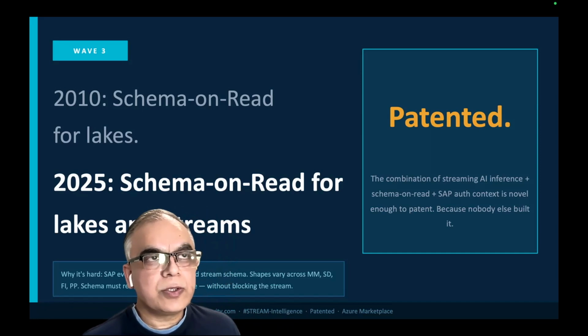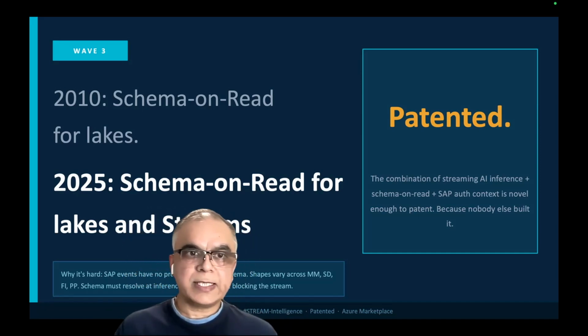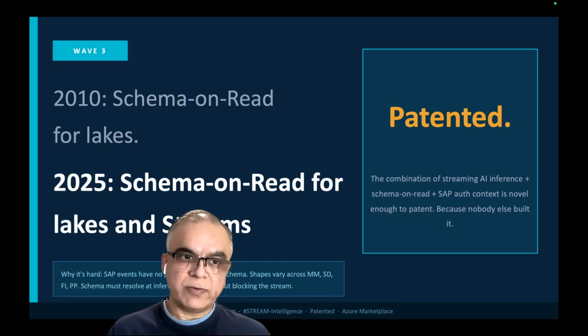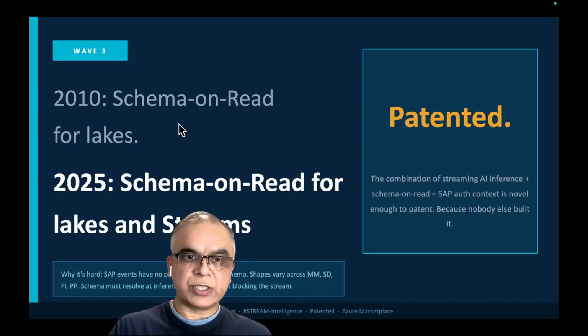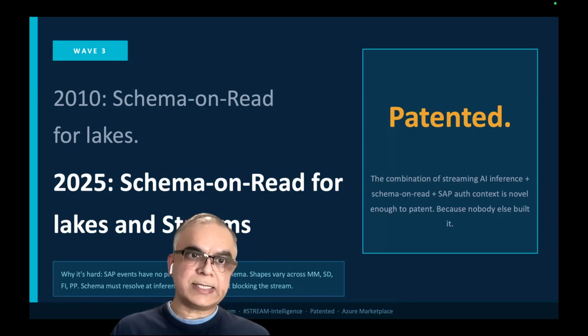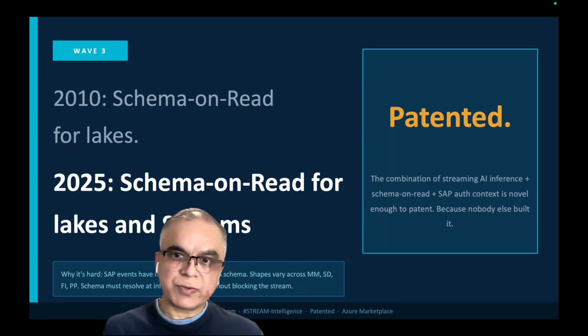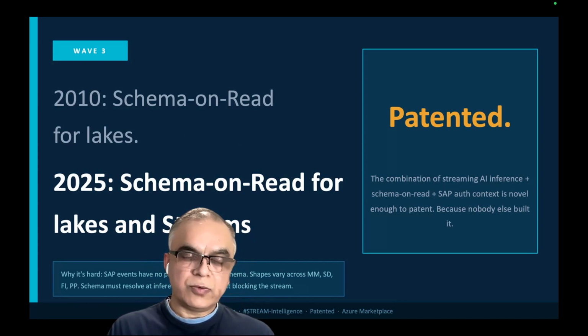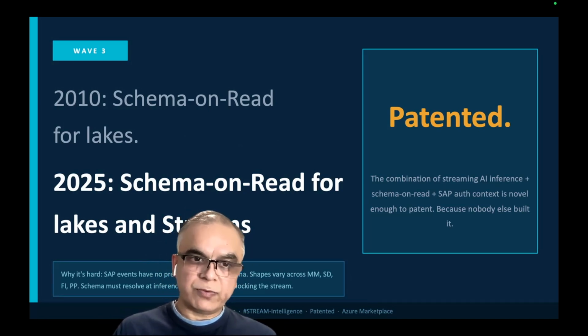What do we do for supporting this? We support both schema on read for lakes as well as schema on read for streams. So that's the difference. Most of wave 2 is built on schema on read for lakes, but since last year or so, we have started supporting schema on read for streams as well. So any data lake which you are working with, whether it's Azure, AWS, or GCP, or even your vanilla network file share, we will be able to support.